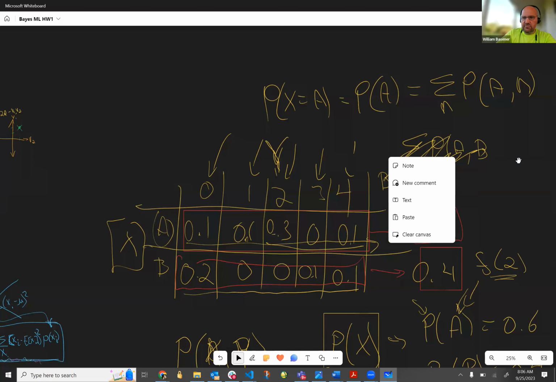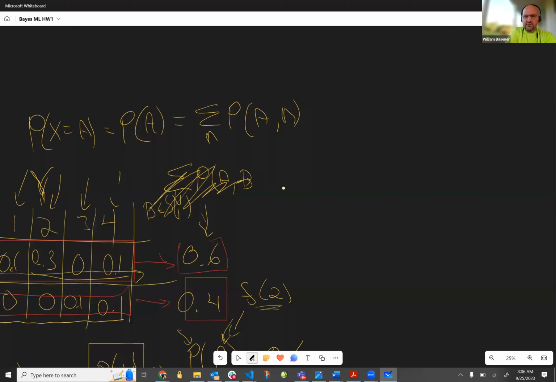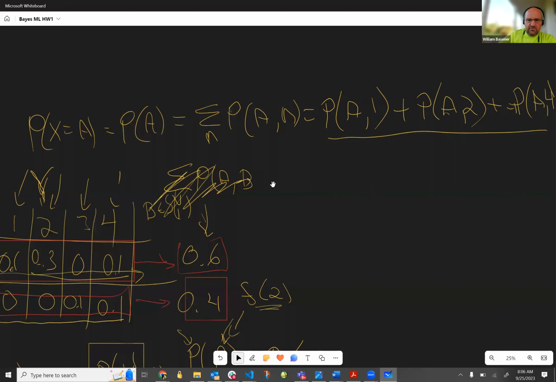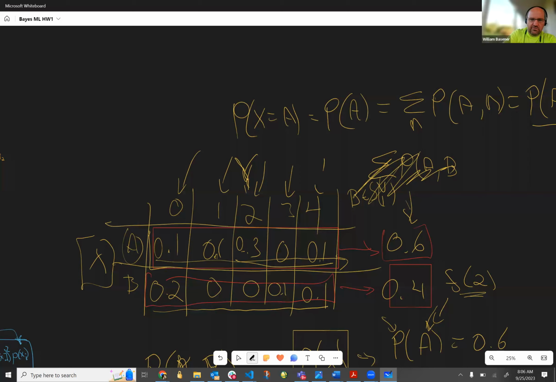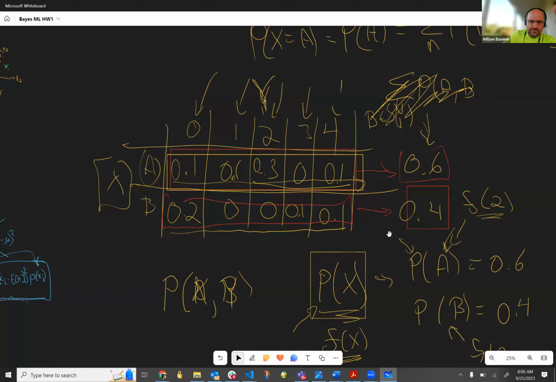And to just be a little more clear, that's the probability of a comma 1 plus the probability of a comma 2 plus the probability of a comma 4, right? That's what we get. This here means we just summed across this row. And we could do marginal probabilities in the other direction. We could say the probability of y equals 0. To do that, we just sum down this column, and that's 0.3.